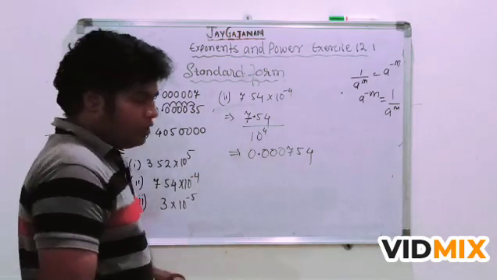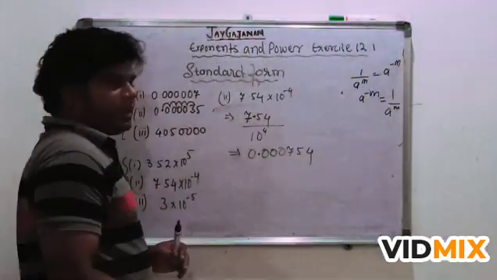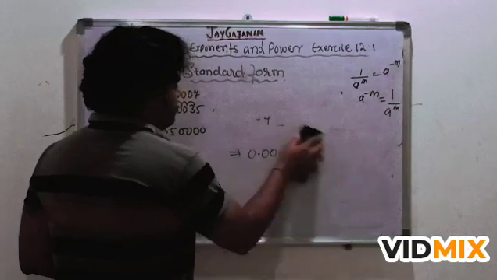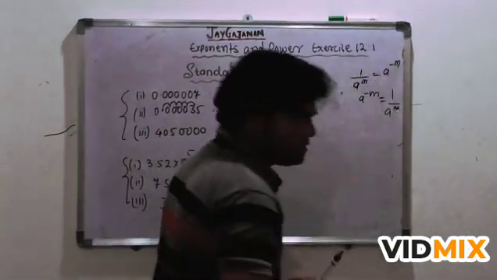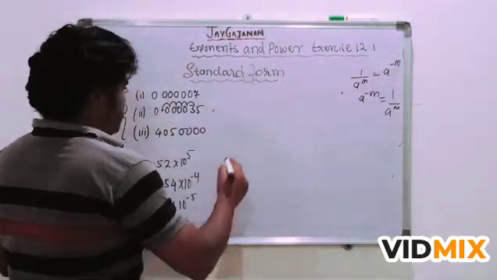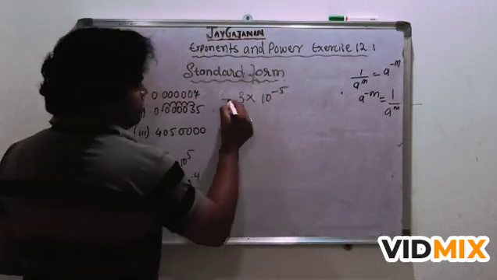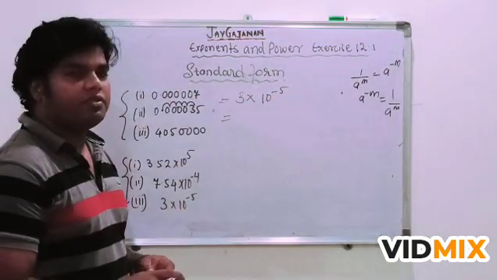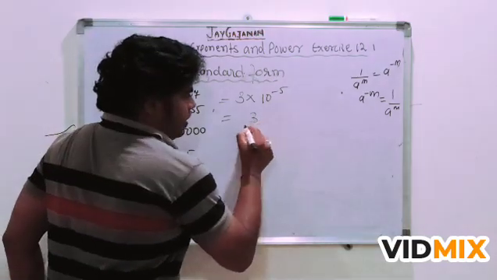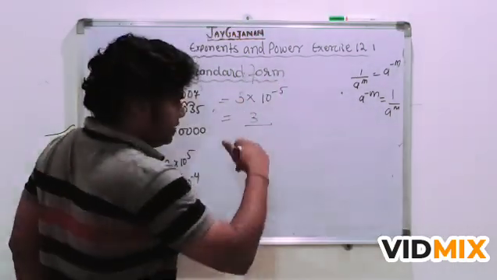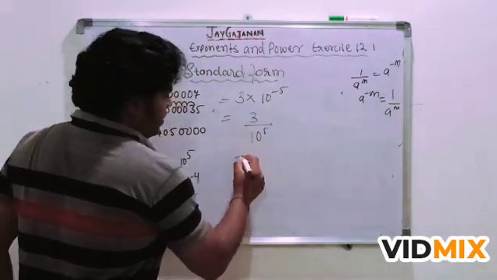Again we have 3 into 10 to the power minus 5. Let us see that also, then all your doubts will be clear. These are just examples. Then we'll move to the exercise. So 3 into 10 to the power minus 5 is equal to. Now what? 3 into 10 to the power minus 5 means what? Same. 3 upon, this is inverse, negative, coming down it becomes positive, 10 to the power 5.